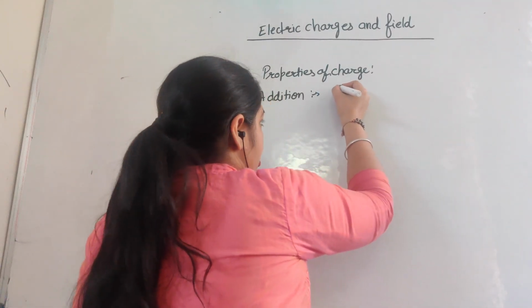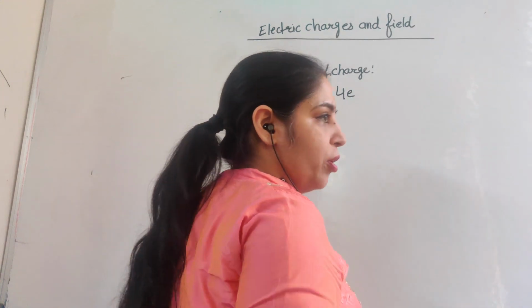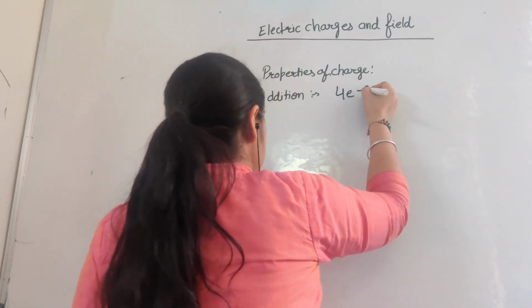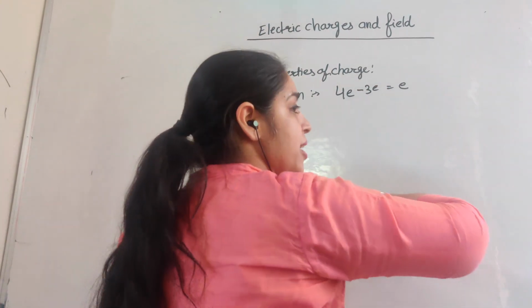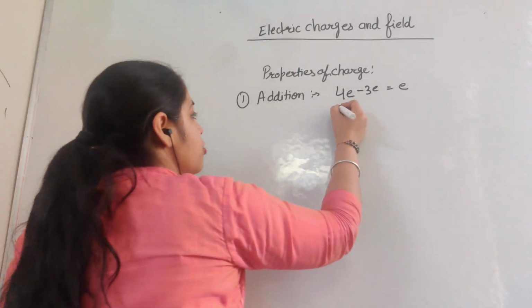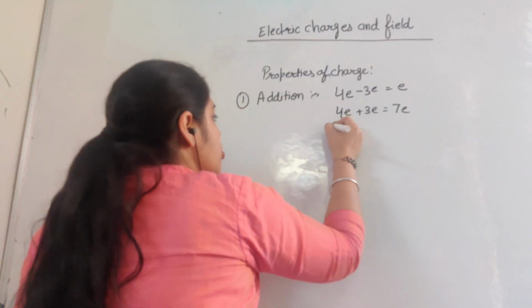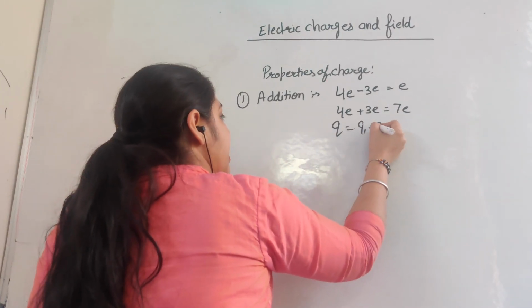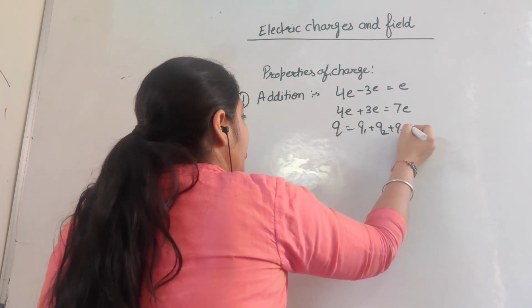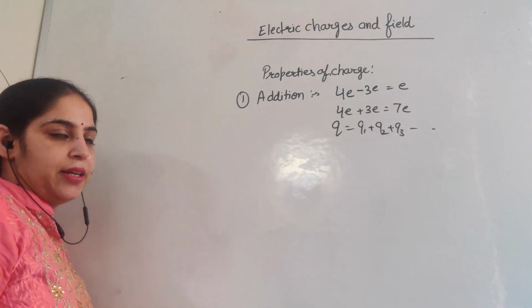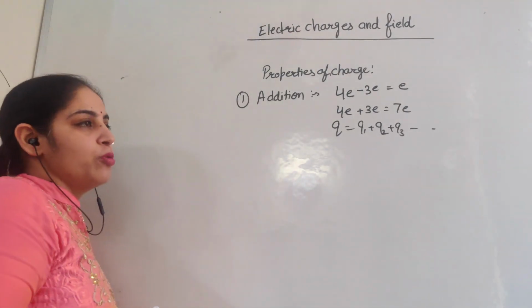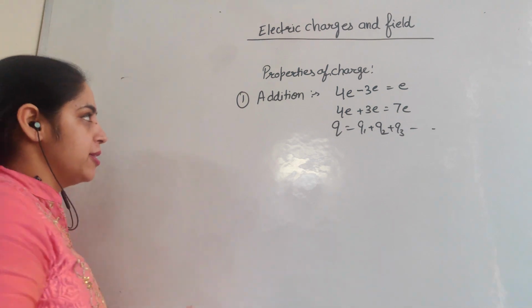So if you have a charge of 4e and to another body you give a charge of minus 3e, the net charge will be left out as e. If a body is having a charge of 4e and you give it a charge of 3e, it will have 7e. So the charges will just get added up with each other, as numbers, with proper sign. Okay, so that is the addition property or additive property we can say.